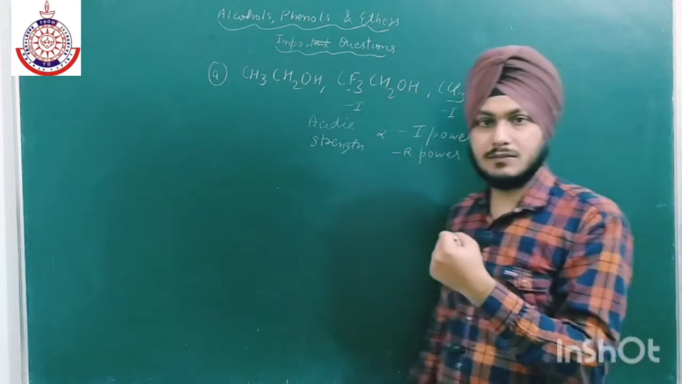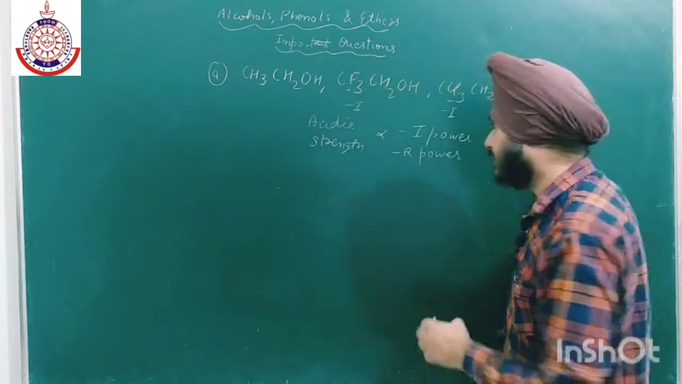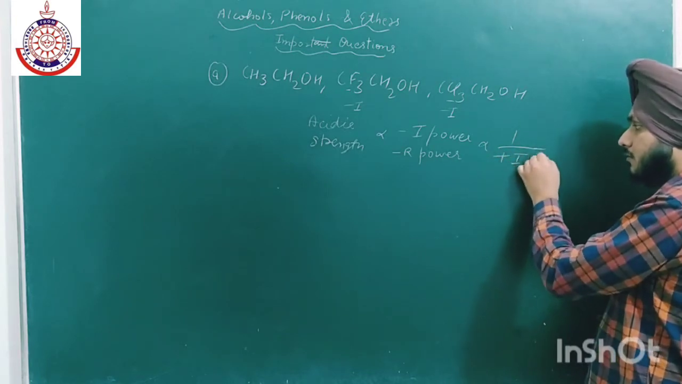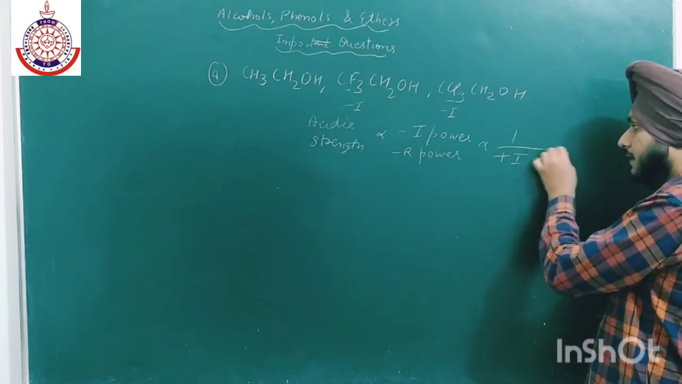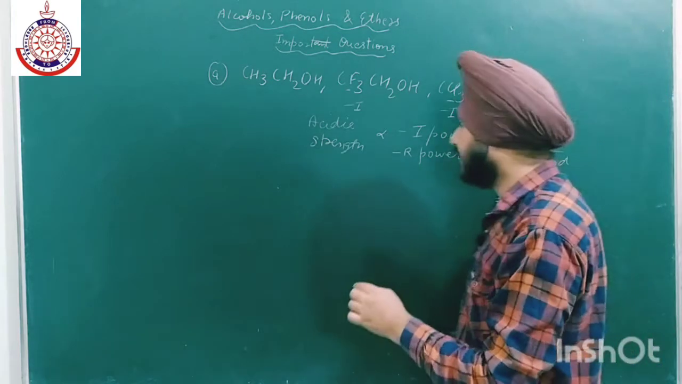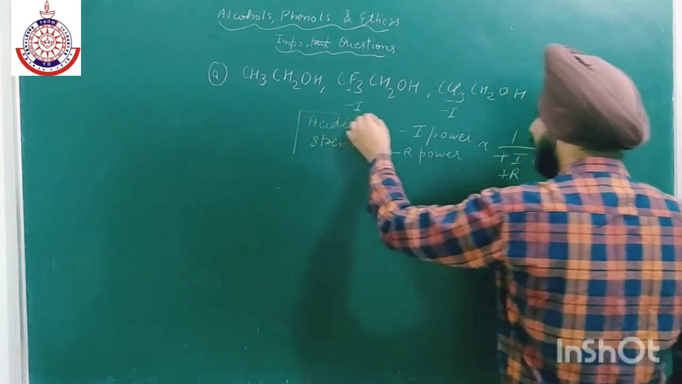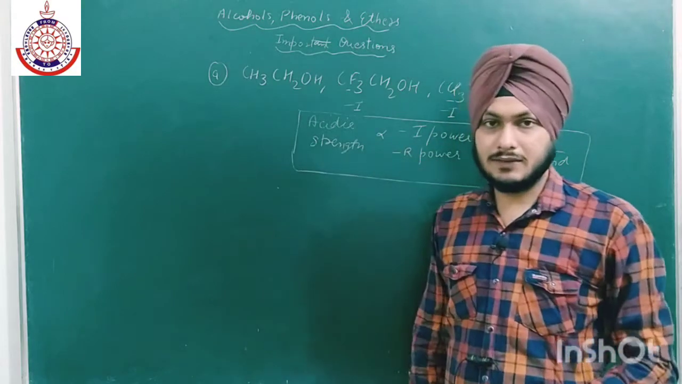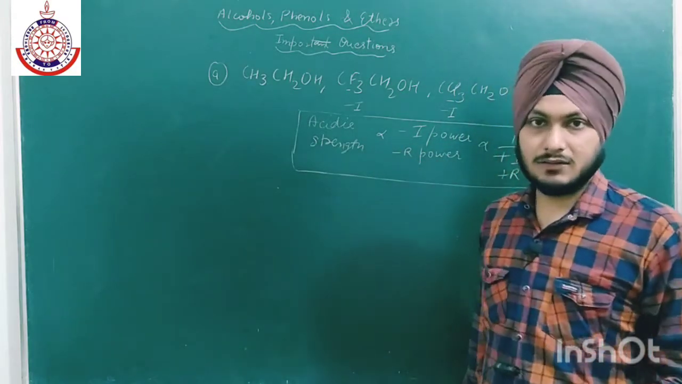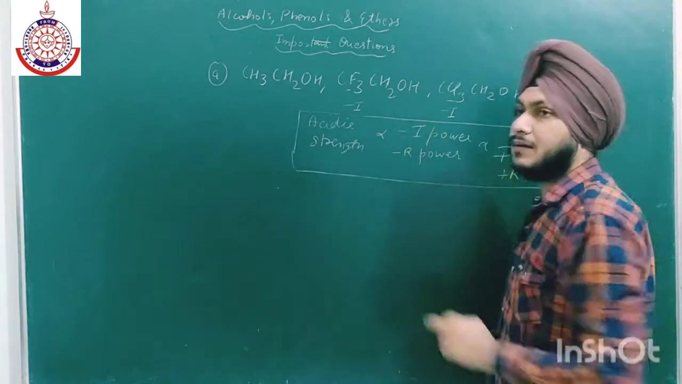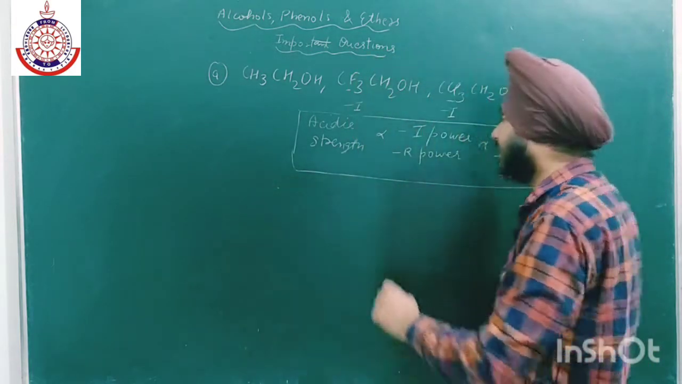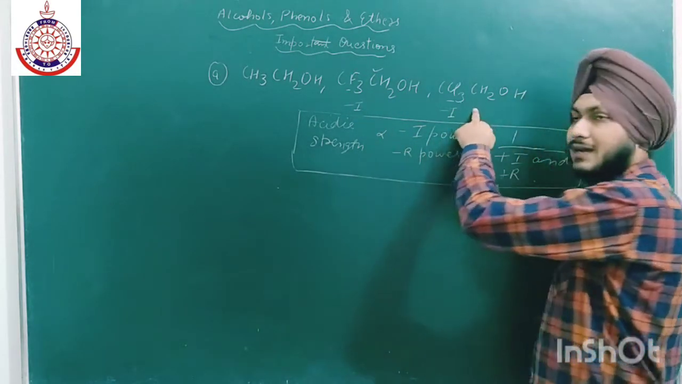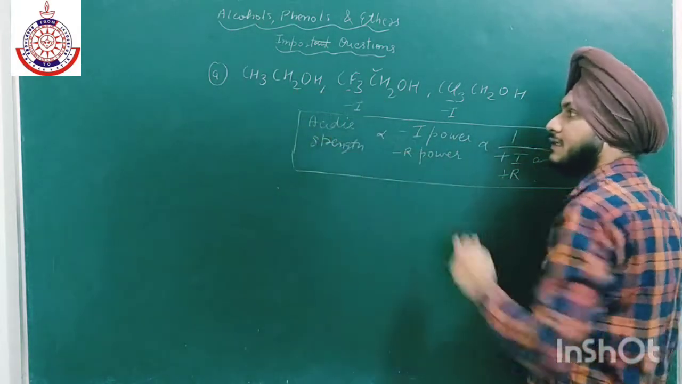Due to resonance, if some group withdraws electrons, that is minus R, and acidic strength is inversely proportional to plus I and plus R. So acidic strength is directly proportional to minus I and minus R, and inversely proportional to plus I and plus R. Here minus I groups are given, which is why they will increase the acidic strength of the alcohol. The minus I power of fluorine is more than that of chlorine, so the acidic strength of this compound is the most. Then we have CCl3, and at last we have simple ethanol.